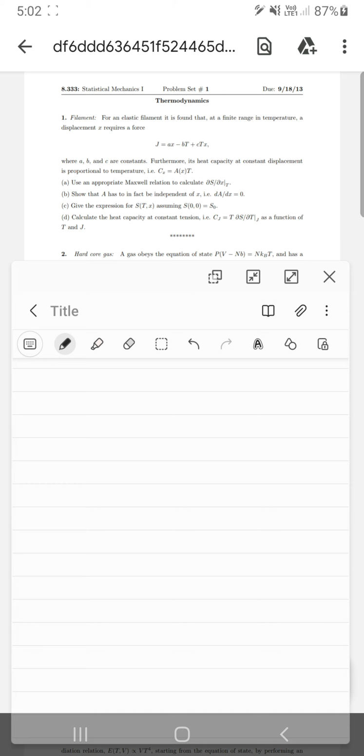Yeah, okay, I get it. Partial S upon partial X at constant temperature. Oh yeah, okay. So this is similar to S sub V at constant temperature, and we have in fact calculated this in the past somewhere. But anyway, let's just go back to the main equation.